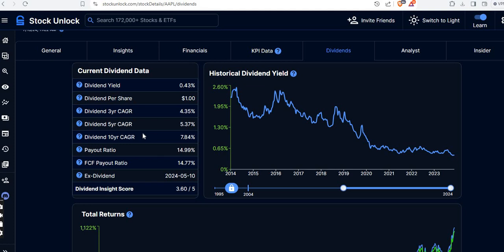And then it'll also show you your payout ratio based on earnings and free cash flow, which is also important because if the payout ratio is very high, it could signal a potential dividend cut, or at the very least, the company's not going to be able to grow its dividend as fast. So that's something to keep in mind and watch very closely.